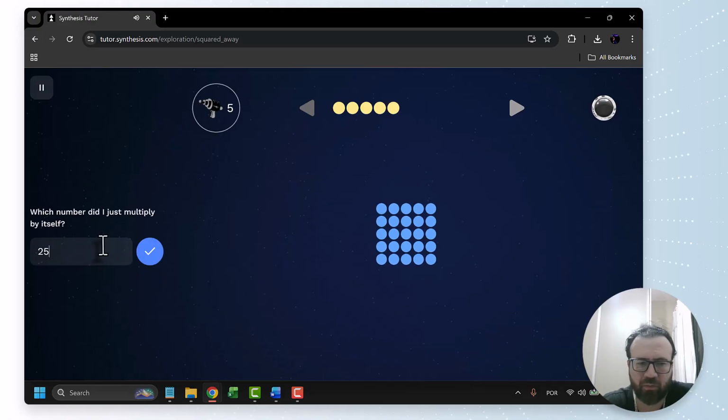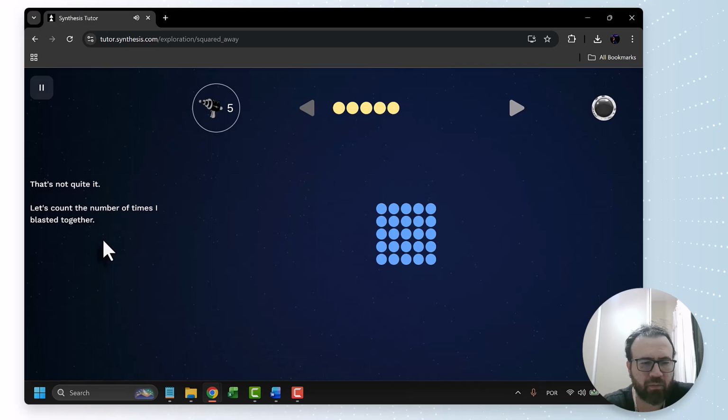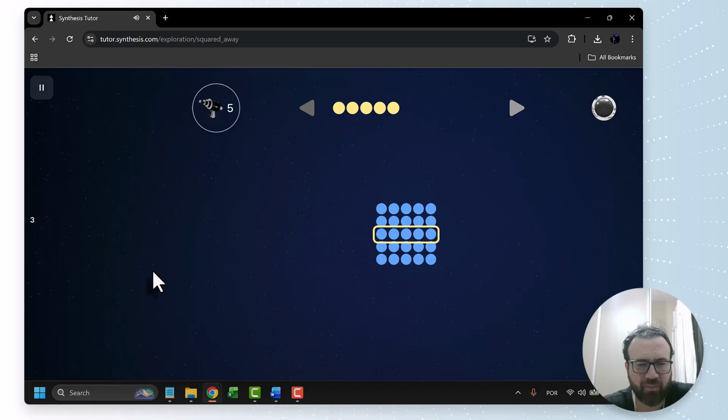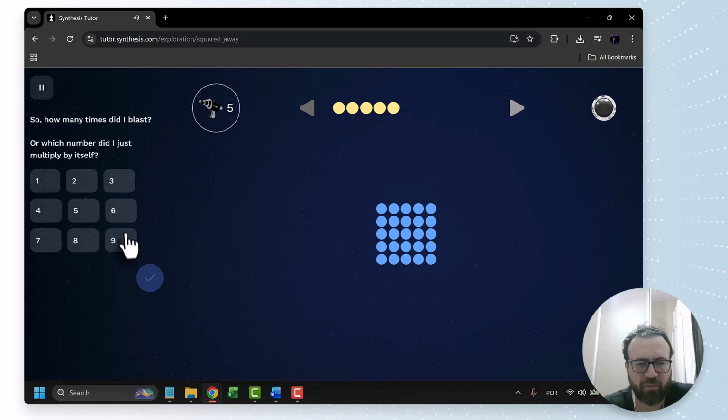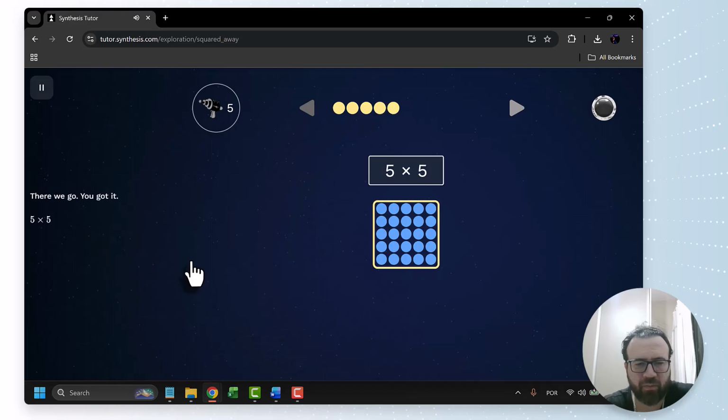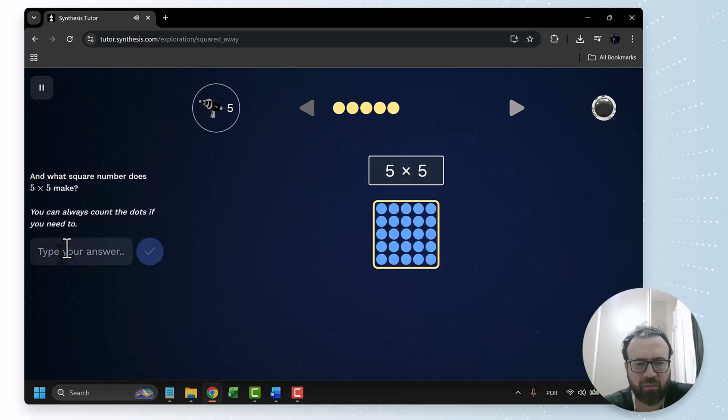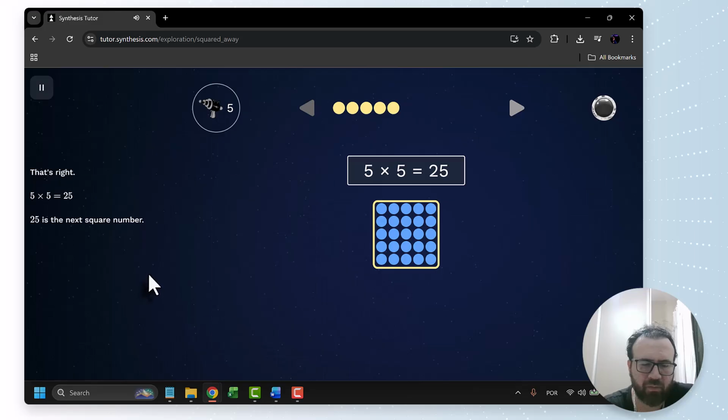Which number did I just multiply? That's not quite it. Let's count the number of times I blasted together. 1 blast. 2 blasts. 3. 4. 5. So, how many times did I blast? Or which number did I just multiply? There we go. You got it. 5 times 5. And what square number does 5 times 5 make? You can always count the dots. That's right. 5 times 5 equals 25. 25 is the next square number.